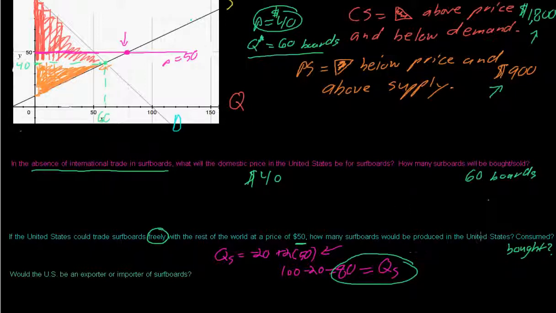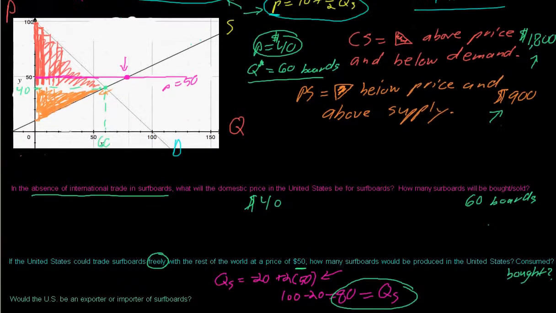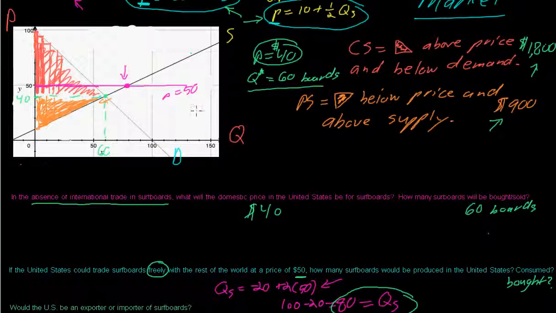How many will be consumed or bought? And this takes a little bit more intuition and a little bit more thinking. So before, you could buy a surfboard in the US for $40, right? Because we couldn't trade. And now, the US producers can get $50 a board, shown by this point. They can get $50 a board in the rest of the world. So why the hell would they ever sell a board for $40 in the US? The answer is that they won't.